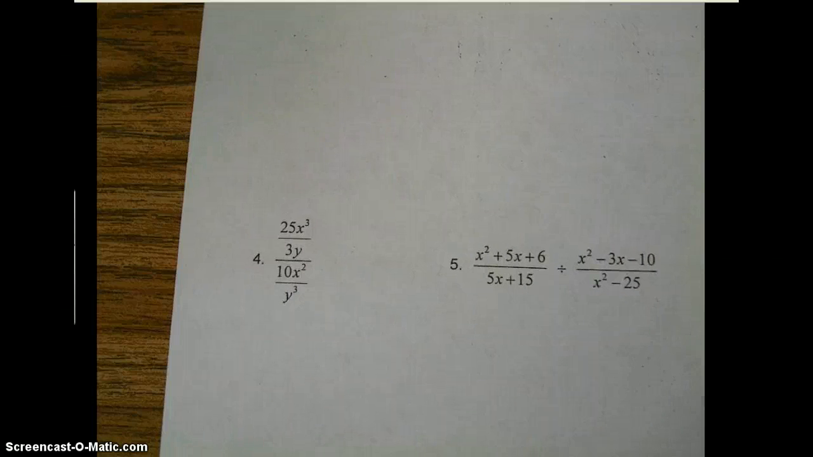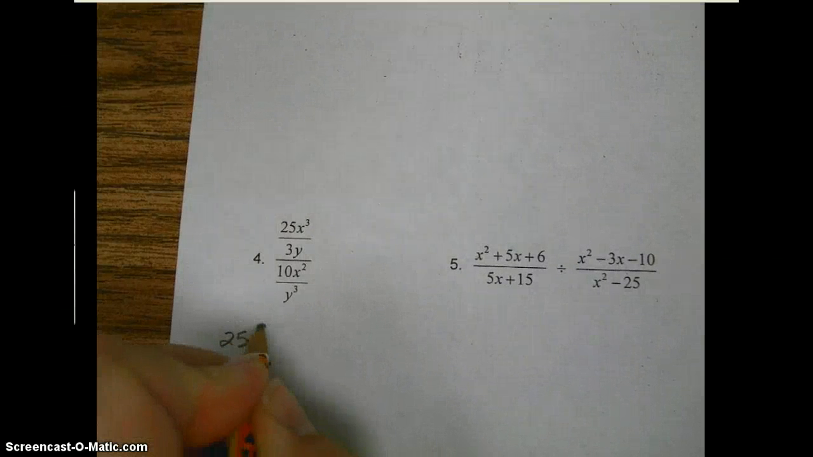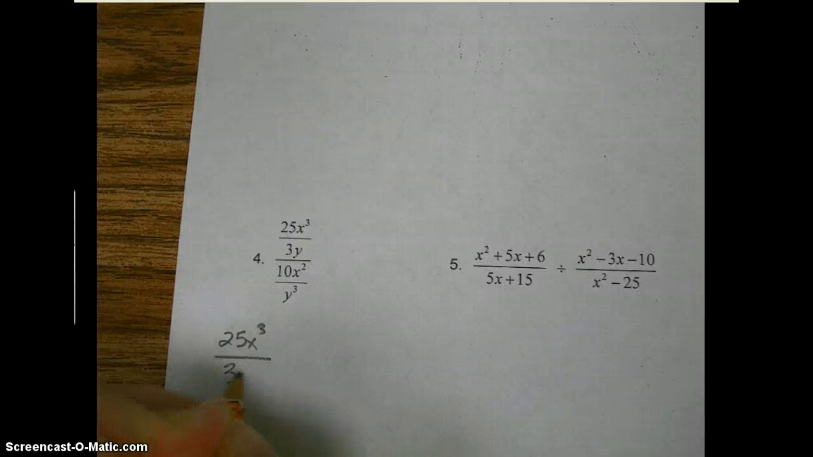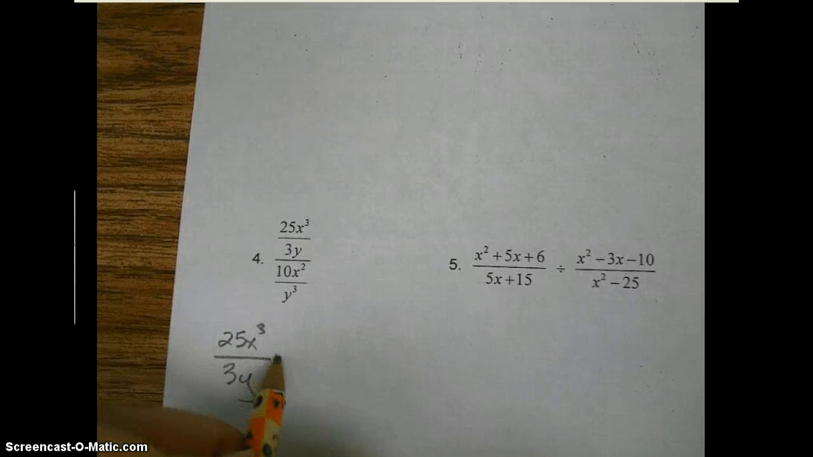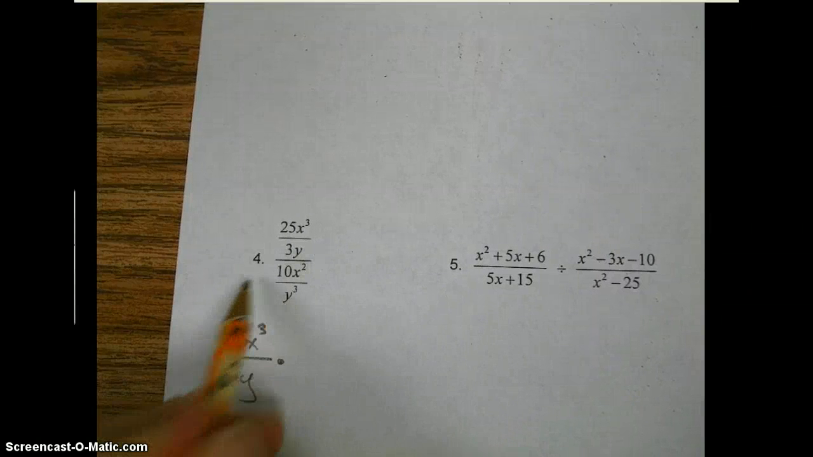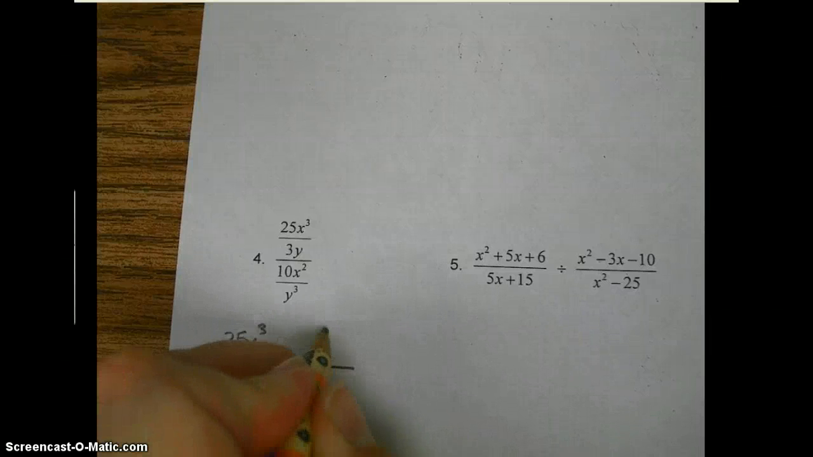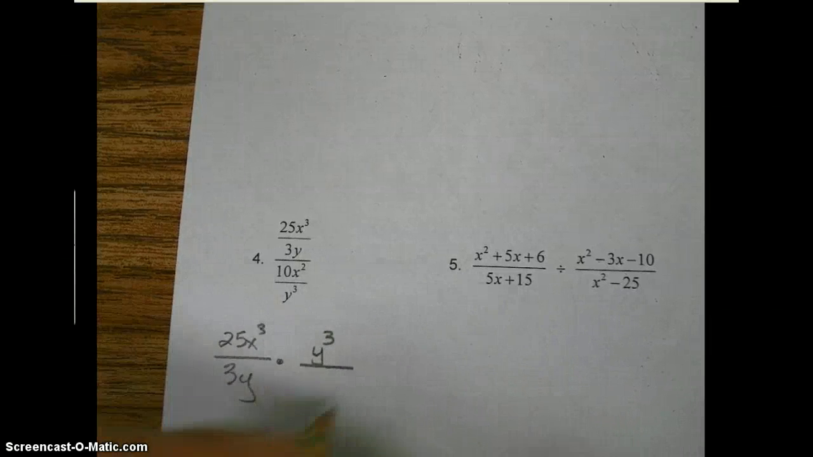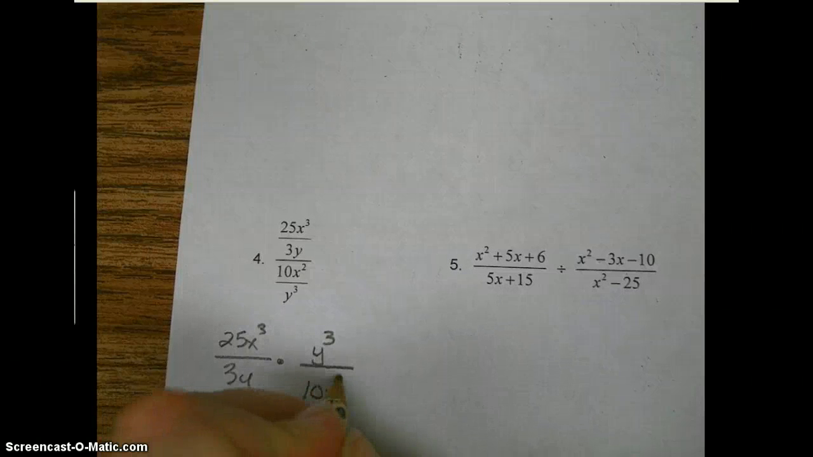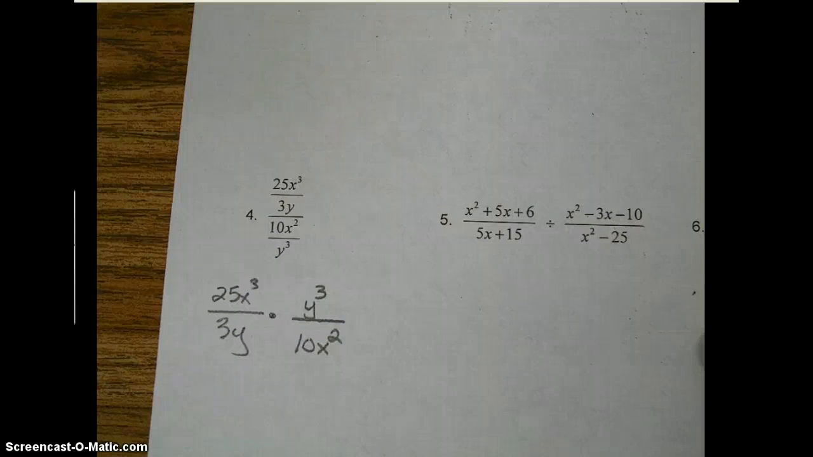Okay, so we have 25x cubed over 3y. Change divide to multiply, and we're going to take the divisor and change it to its reciprocal. So the denominator goes to the numerator, and the numerator goes to the denominator. Now we're back to a problem just like number 1.